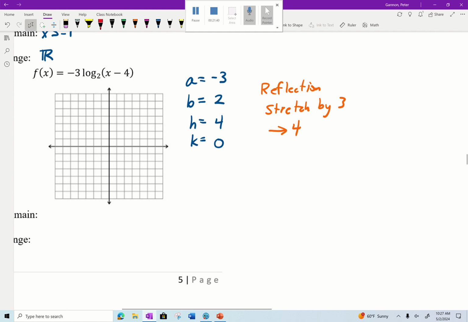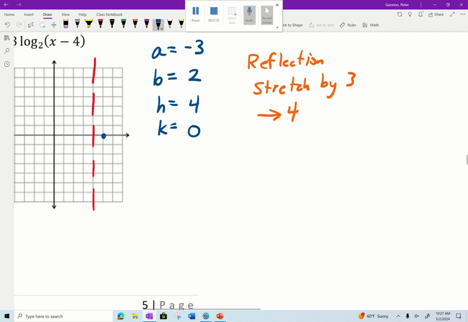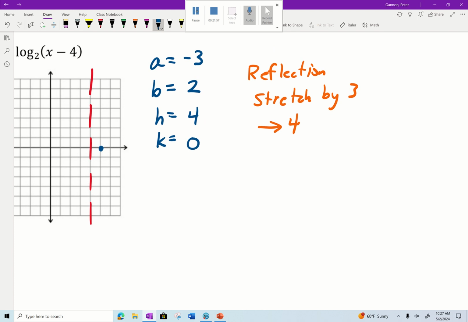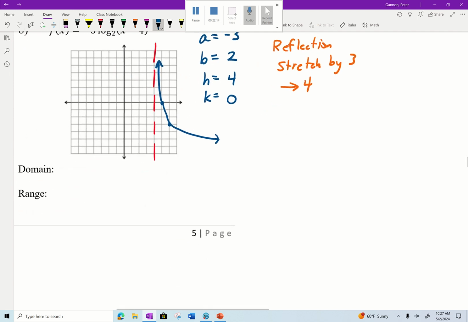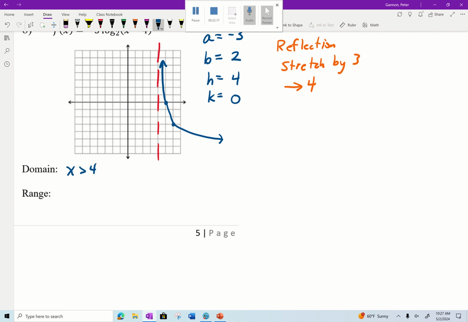So as we go to graph, from 0, we're going to go right 4, draw in our asymptote. Then we're going to move the point (1, 0) right 4. So 1, 2, 3, 4. When we go back to the asymptote, we're going to go down 3 because of the A value. So 1, 2, 3. And we're going to go right our base, which is 2. So what will happen is this graph will curve down on the right, and it'll come up on the left. The domain, x is greater than 4, and the range is all real numbers.